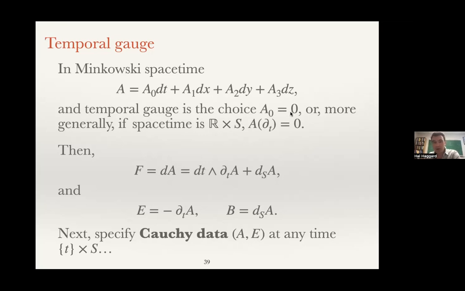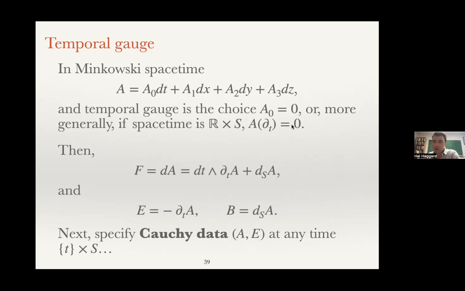Or if you're a little bit nervous about Minkowski, where we have all kinds of special choices with coordinates, more generally, if you can make a space and time split, so there's a time and a space, but space might not be Euclidean R3, you can just say the same thing by saying feed the one form A the time derivative, and require that to vanish. Whatever that component is, it's going to be 0. That's what we mean by temporal gauge.